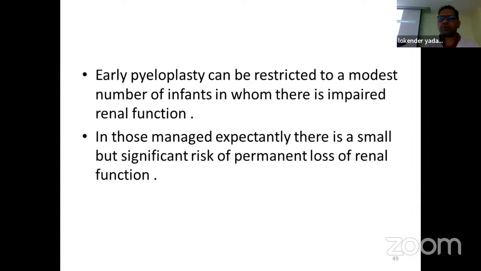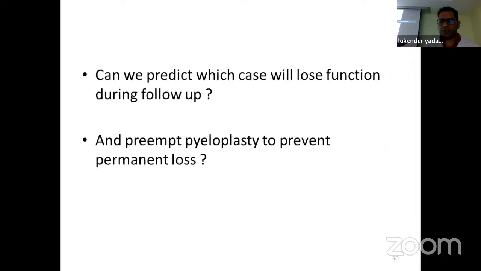Early pyeloplasty can be restricted to a modest number of infants in whom there is impaired renal function. In those managed expectantly, there is a small but significant risk of permanent loss of renal function. Can we predict which case will lose function during follow-up and preempt pyeloplasty to prevent permanent loss?